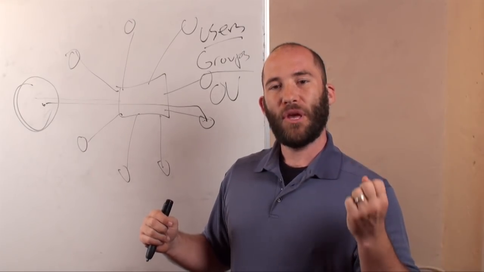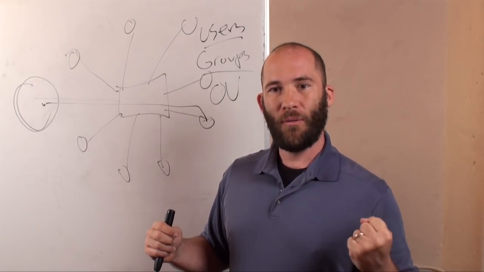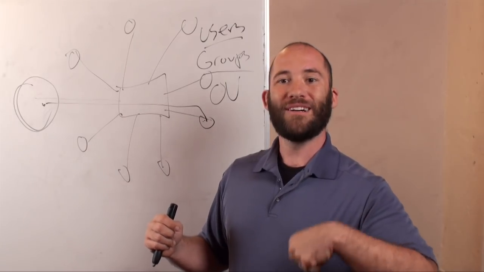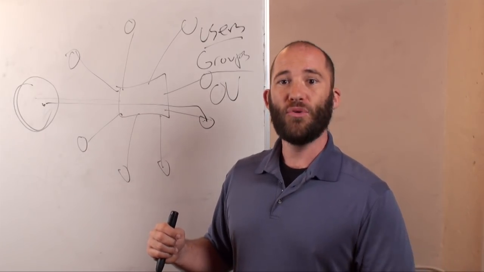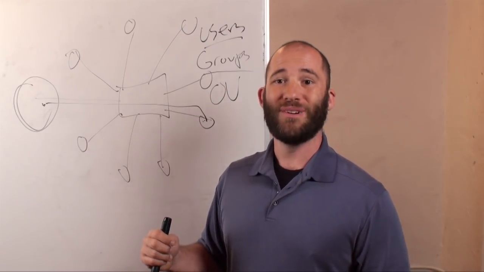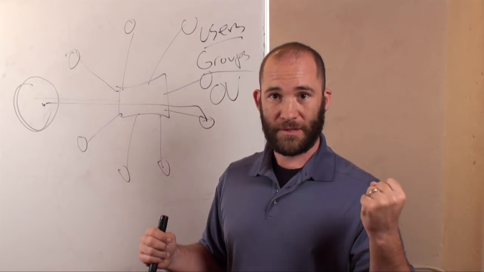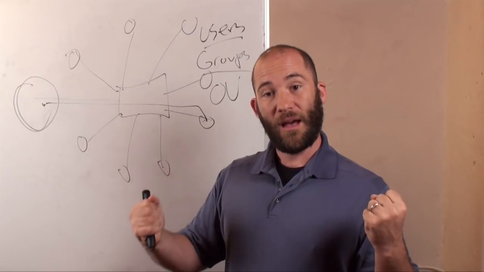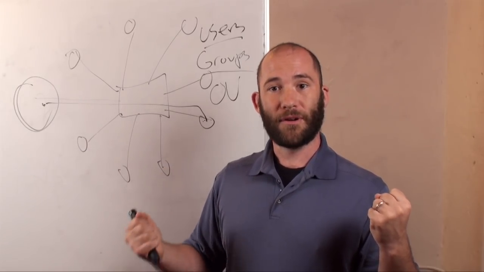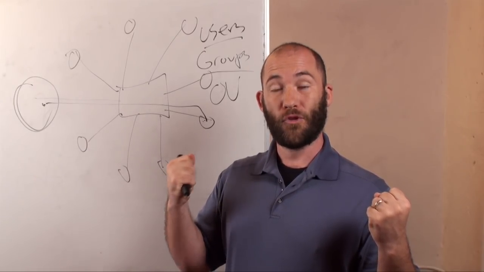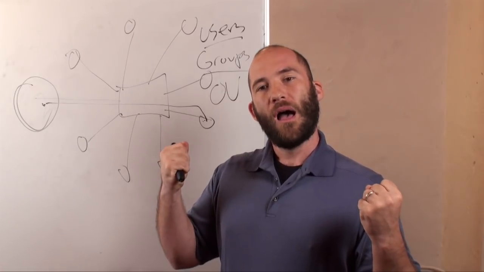Permissions are simply your access to network resources. So are you allowed to open a folder? Are you allowed to edit a file? Are you allowed to print to a printer? Those are permissions. Security, normally in the Windows world, they're called GPOs, group policy objects.